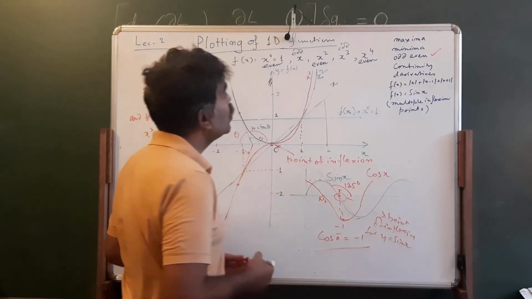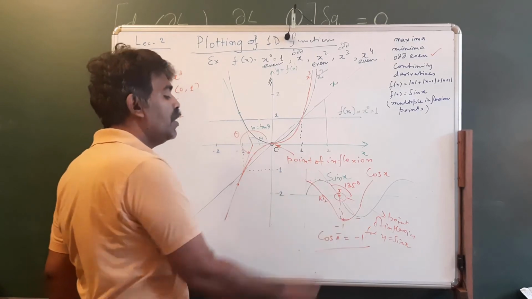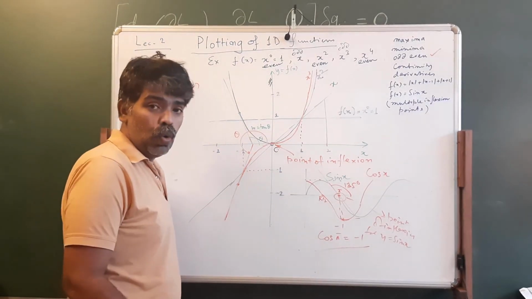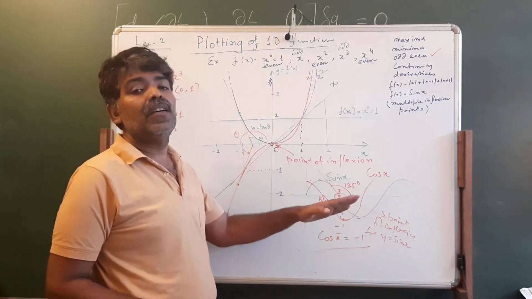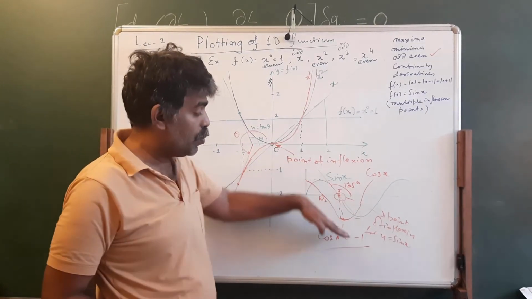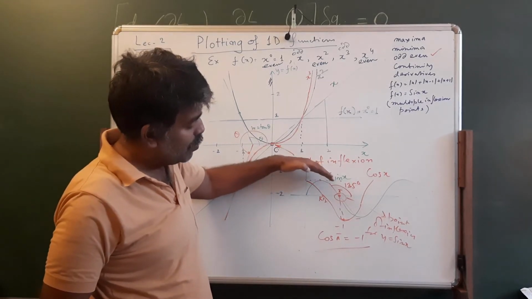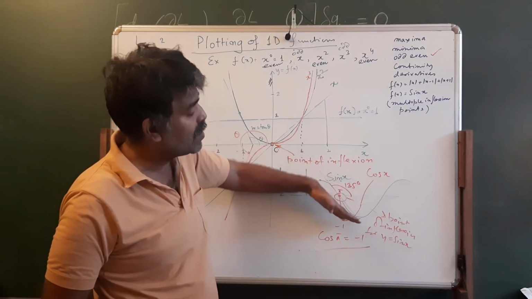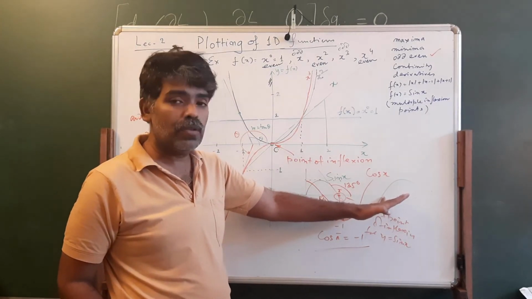As far as the point of inflection is concerned, it is not necessary that at the point of inflection the slope is 0. No. At the point of inflection, the slope changes its motion. In this case, it was decreasing. Here it stops decreasing and increases. Now here, this point is also a point of inflection.